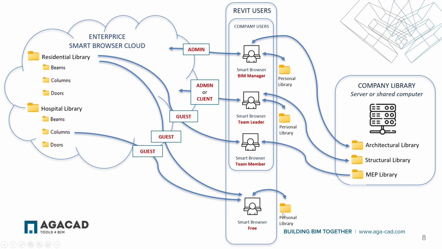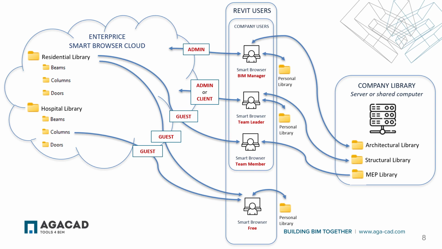Users can create their own personal libraries. That would be Smart Browser Free user, Team Leader, or BIM Manager can create personal libraries. For Smart Browser Free, basically that's it. You create your own library and you work with it. With the professional versions, library can be saved somewhere on a company server and other users can access it. So for example, BIM Manager can create library and Team Member can access it.